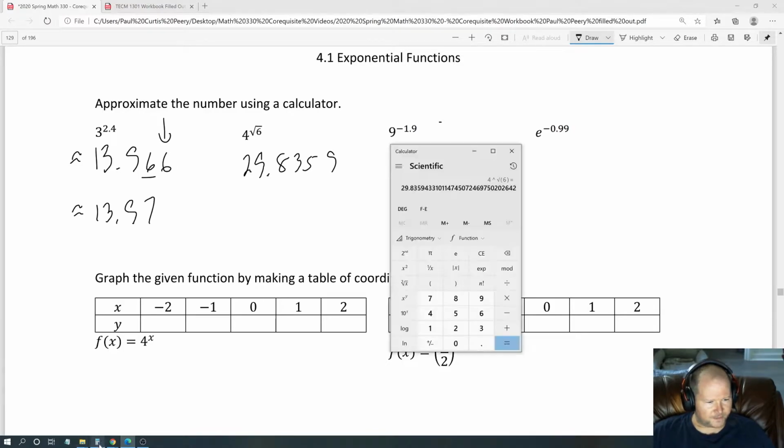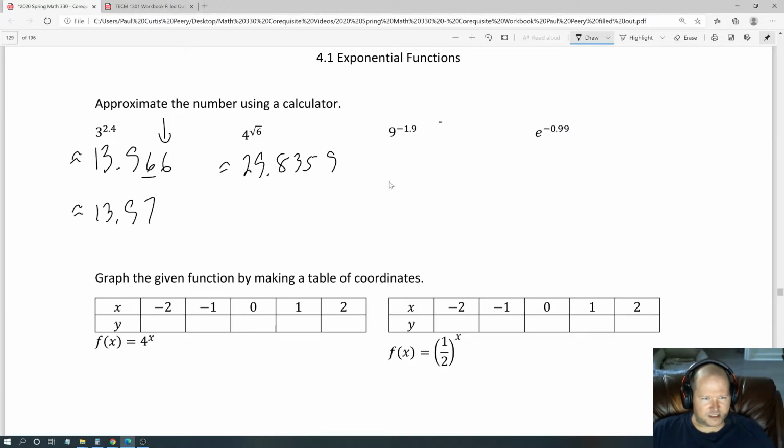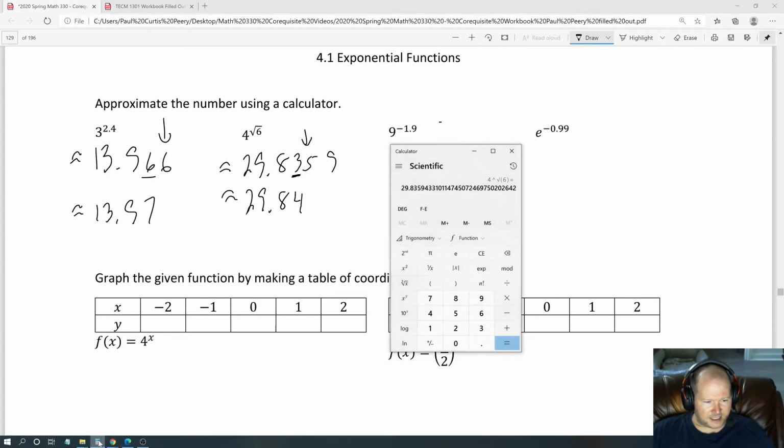Double check. 29.8359. Okay, now, this is an approximation, but let's say we want to round it to the nearest hundredth. So to the right of a 3 is a 5. 5 is 5 or greater, so we're going to round up. 3 is going to turn into a 4. Okay, let's try the next one.